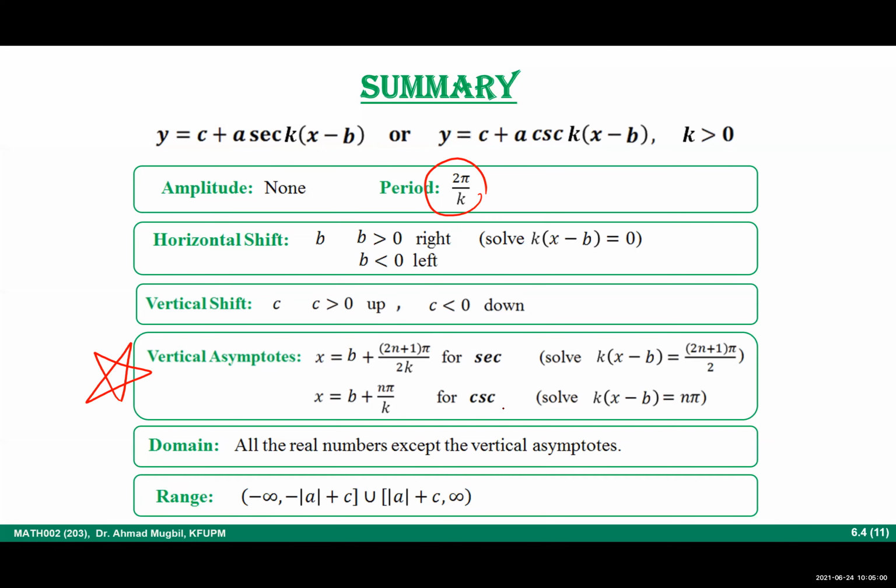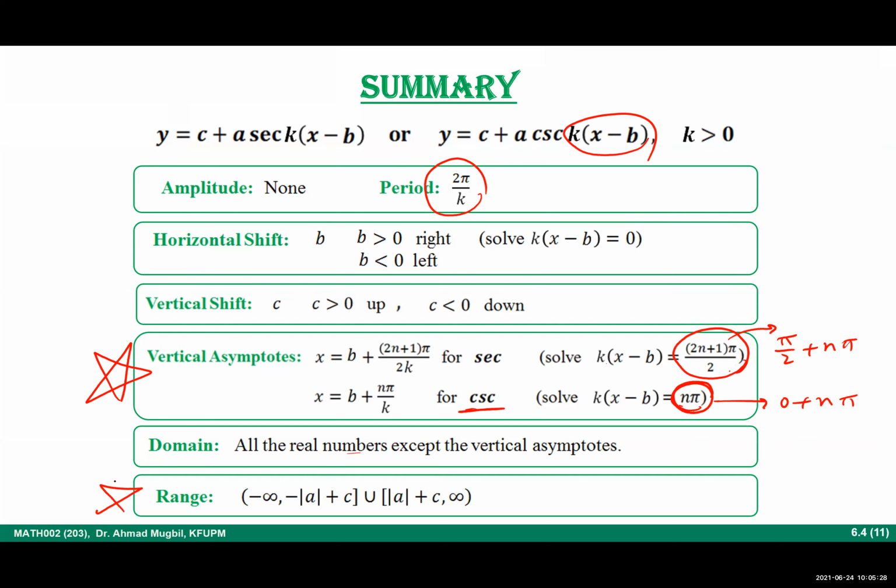The vertical asymptotes, how to find them? In the case of cosecant, they are the zeros of sine. So what is inside equals n pi. In the case of secant, they are the zeros of cosine, which is pi over 2 plus n pi. It is better to write it this way: here it is 0 plus n pi, here it is pi over 2 plus n pi. The domain is all the real numbers except the vertical asymptotes.